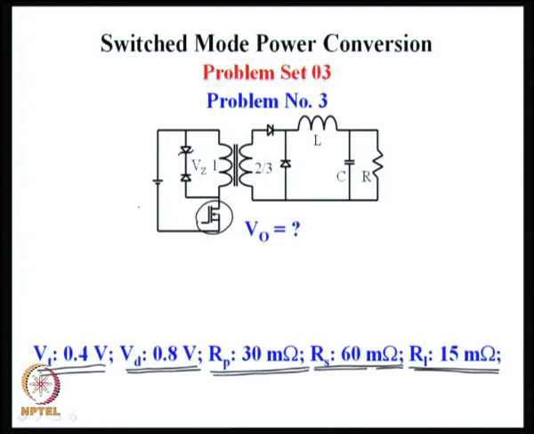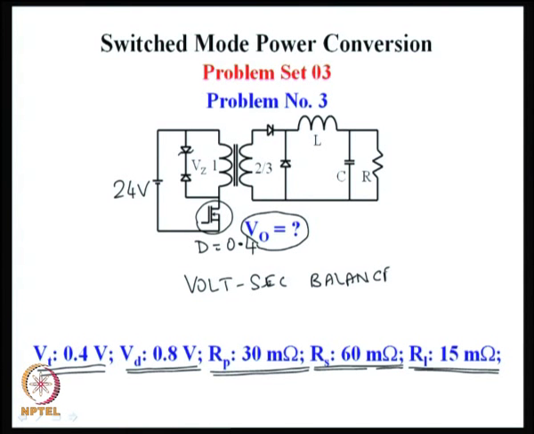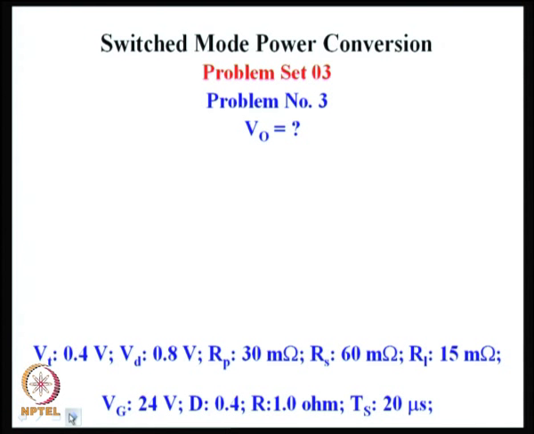So, with 24 volts and a duty ratio of 0.4, how are we going to find out what V naught is? That is our current problem. We know that V naught is found by the volt second balance on the inductor. We find the voltage applied across the inductor over one cycle and equate its average value to 0, and that is how we have been finding the voltage gain, the output voltage. We follow the same method and now write the volt second balance for this particular converter.